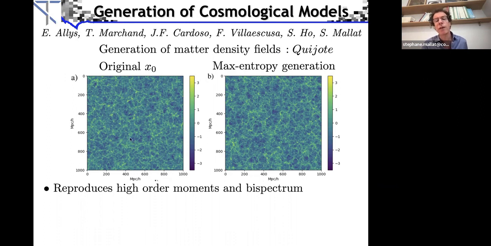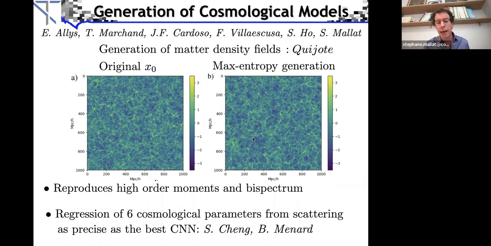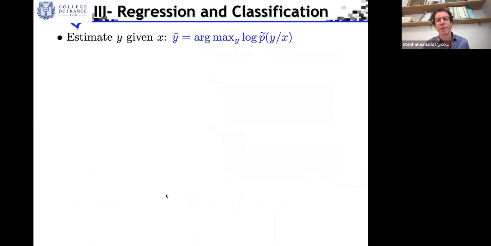And this is a distribution of mass in the universe where you see the filament structures. This is the maximum entropy generation with that kind of model that captures these interactions. And here we have an explicit expression of the Hamiltonian. And we've been working on the application of that kind of thing to regress the cosmological parameters, but I won't go so much into that.